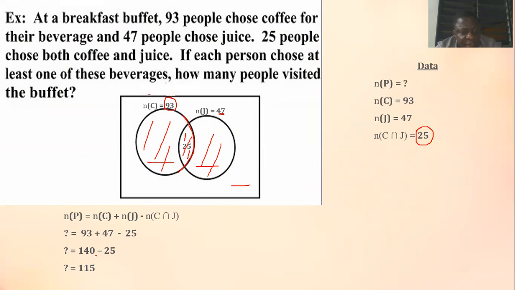So let's see. To get the universal set, it's going to be the 93 plus the 47. Then we take out the intersection because it says that each person chose at least one of these beverages, meaning there is no complement. The complement is 0. Therefore, when we add the 93 and the 47, we must subtract their intersection to get the number which visited the buffet.